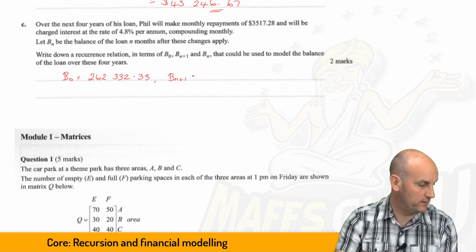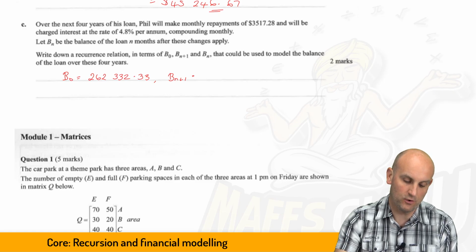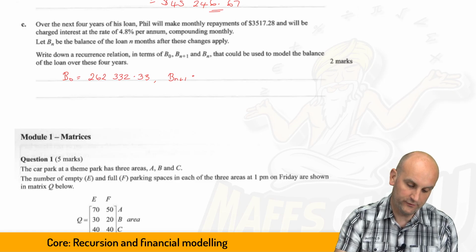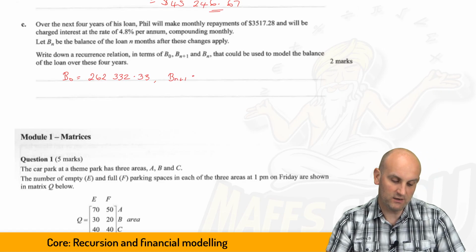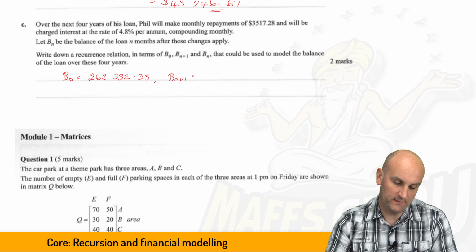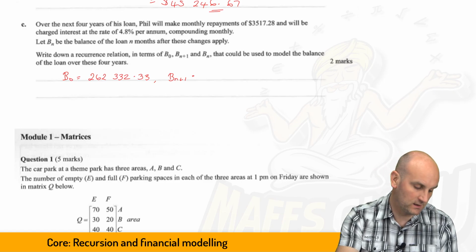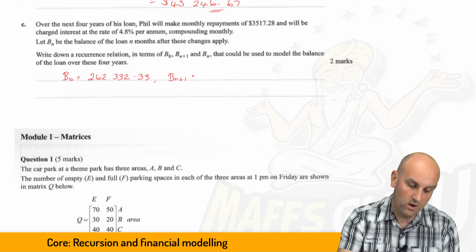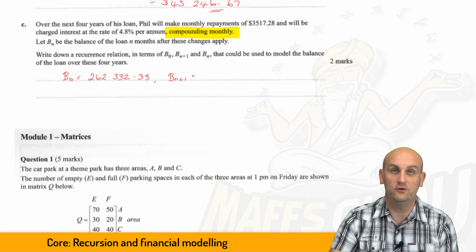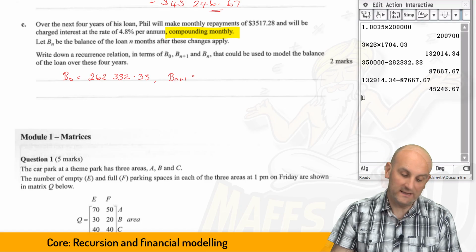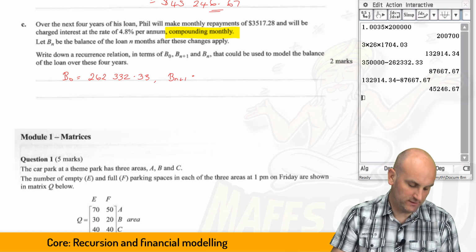We've got 4.8% per annum compounding monthly, and what it wants to do is let the balance of the loan n months after the charge. Write down a recurrence relation that could be used to model the balance. It's compounding monthly, so we need to make sure that we work out our interest rate monthly as well. Firing up my calculator, I've got an interest rate of 4.8%.